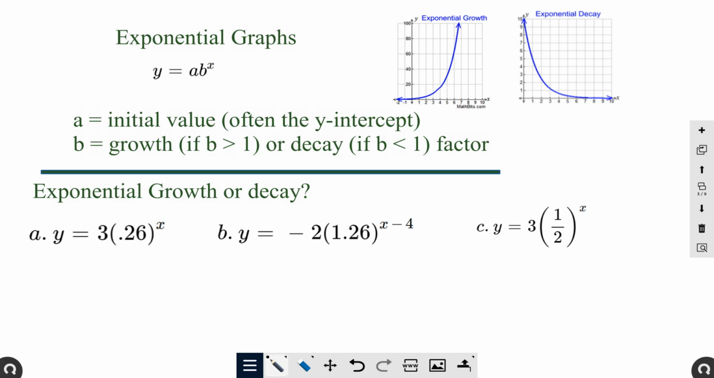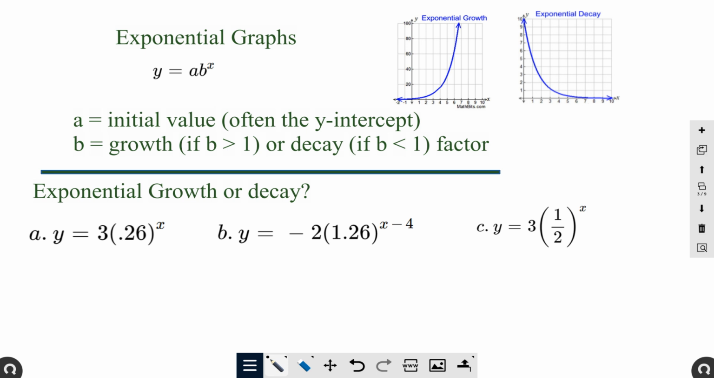So these are two different graphs that we have up here. Our exponential growth graph, it levels off but then grows really quickly. And our decay decreases rapidly and then levels off. The graphs will always level off at some point. So what I want us to do for these three problems is just say if it is a growth or a decay. So remember that part is B.